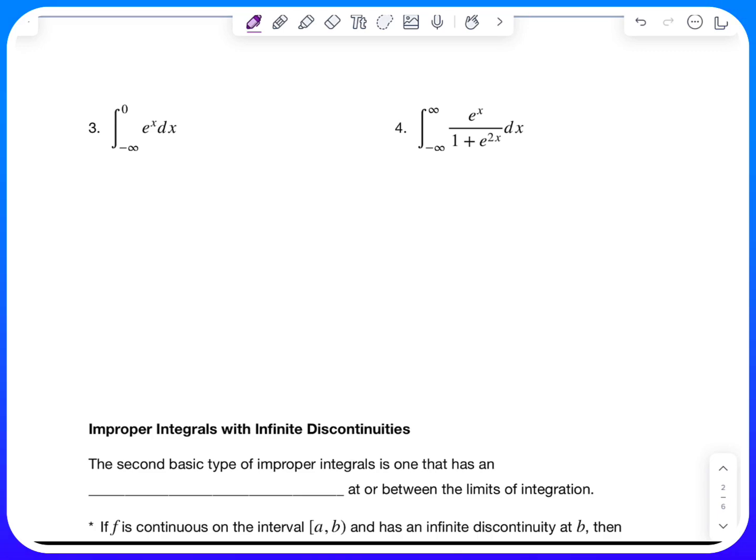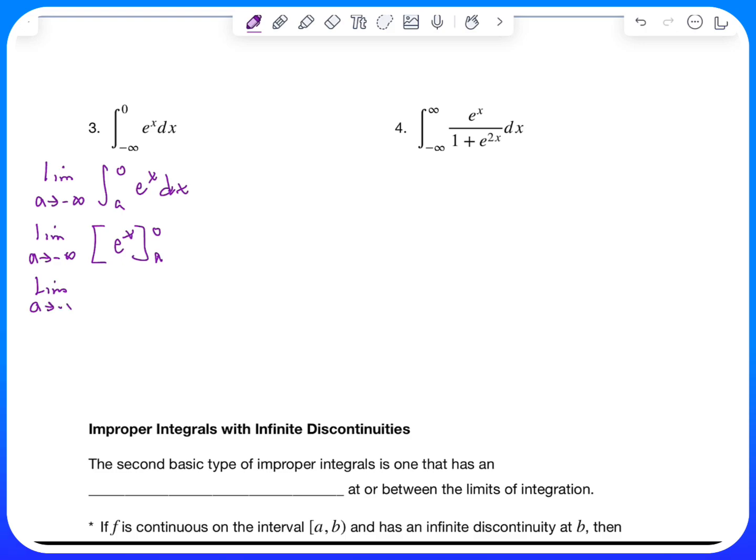Okay, in example 3, our lower bound is negative infinity. So I'm going to rewrite this as the limit as a goes to negative infinity of the integral from a to 0 of e to the x dx. Inside out, so we're going to first evaluate the integral. The integral of e to the x is e to the x, evaluated from a to 0. That'll be the same as e to the 0 minus e to the a. We know e to the 0 is 1. So basically we have 1 minus the limit as a goes to negative infinity of e to the a.